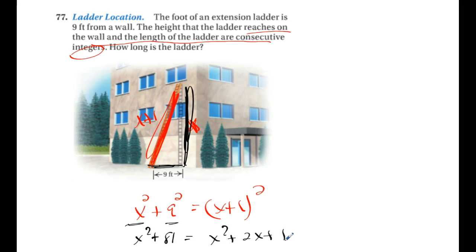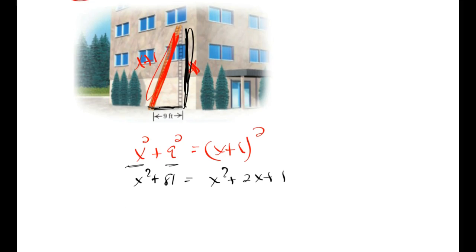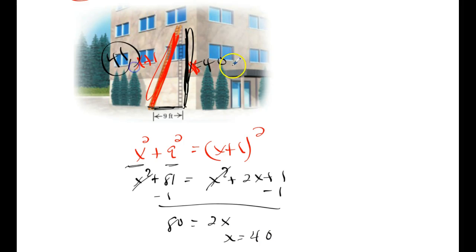Again, I would set this equal to 0. That looks pretty easy to do, actually, because the x squared terms cancel out if you subtract those off. And if I subtract off 1 from both sides, I get 80 is 2x, therefore x is 40. So this must be a 40, and this must be a 41. You could check it by seeing if 9 squared plus 40 squared was the same thing as 41 squared. And I think that does check.